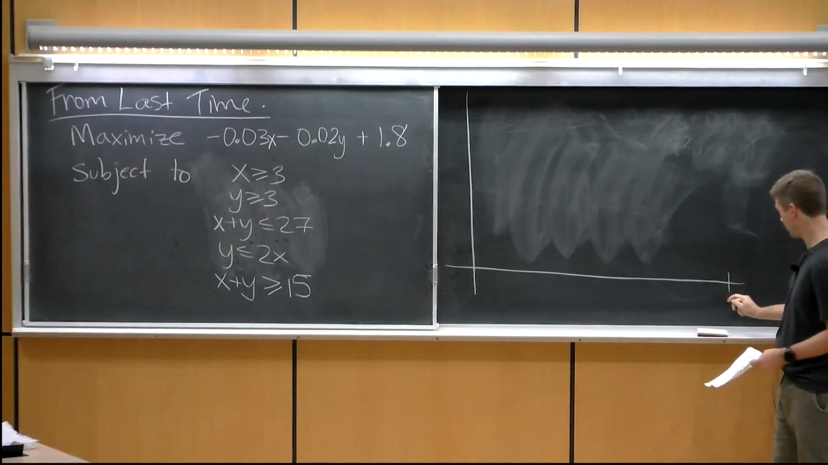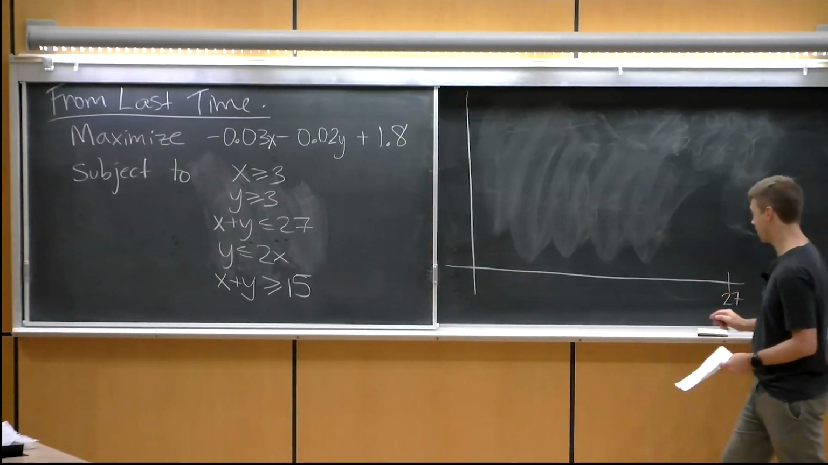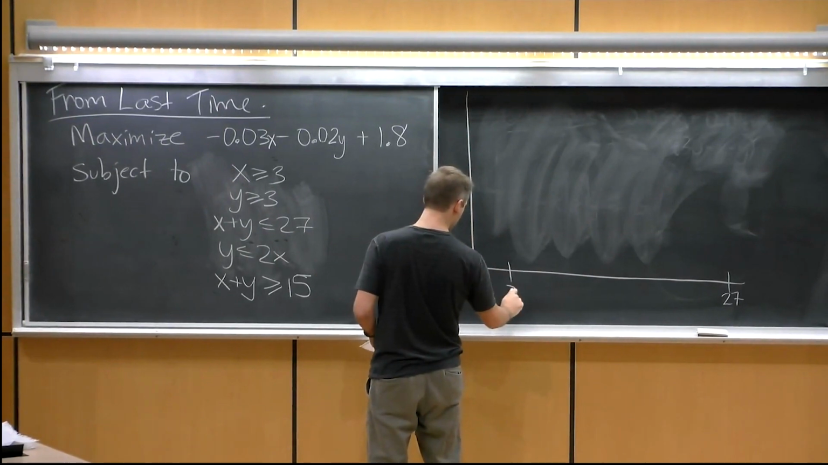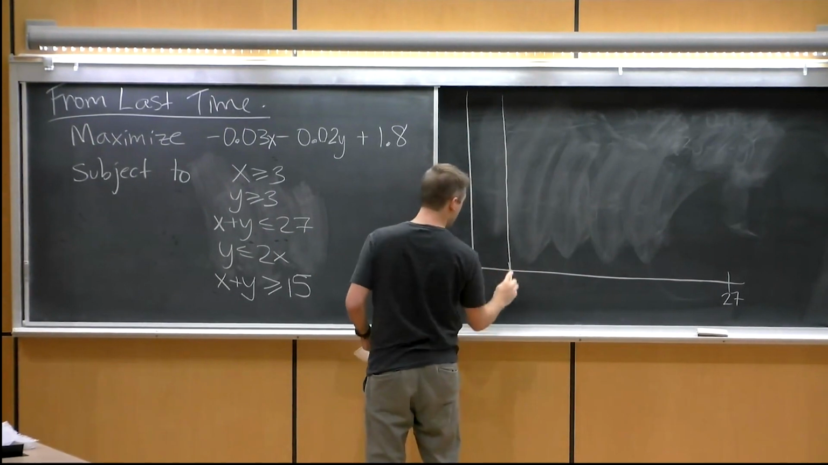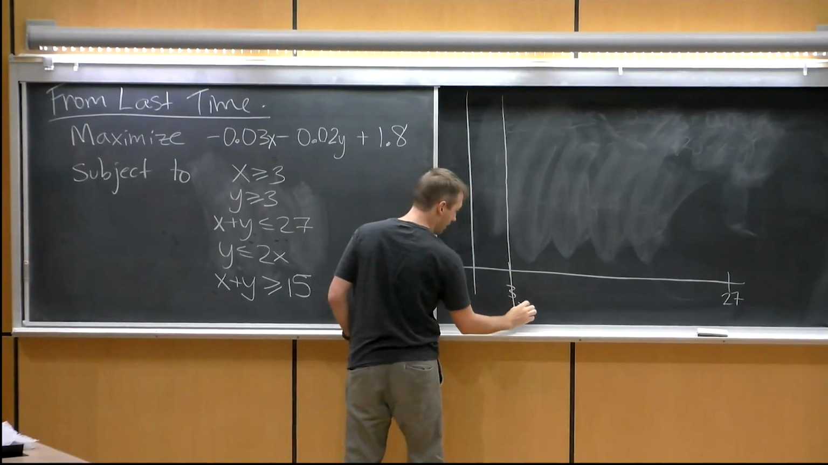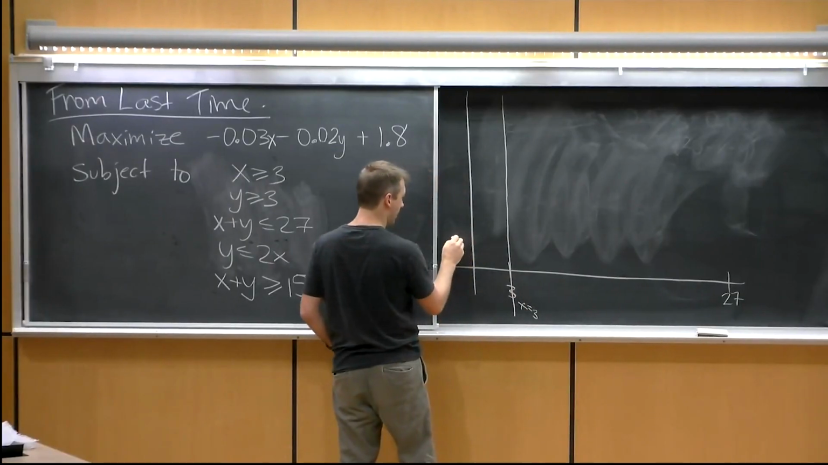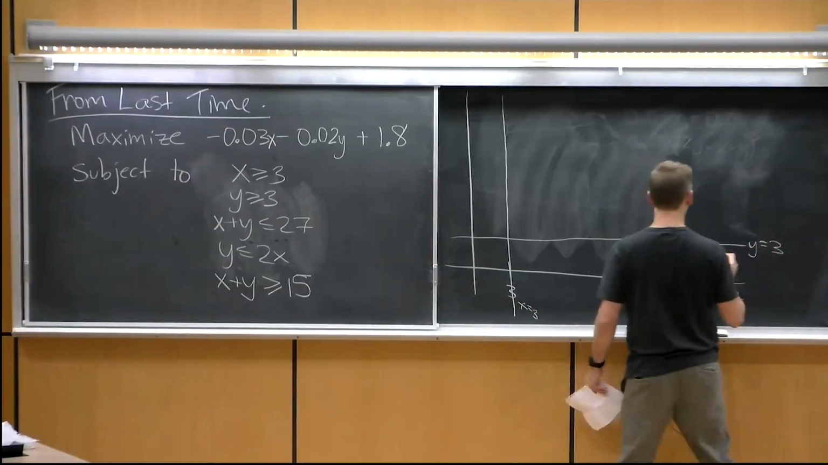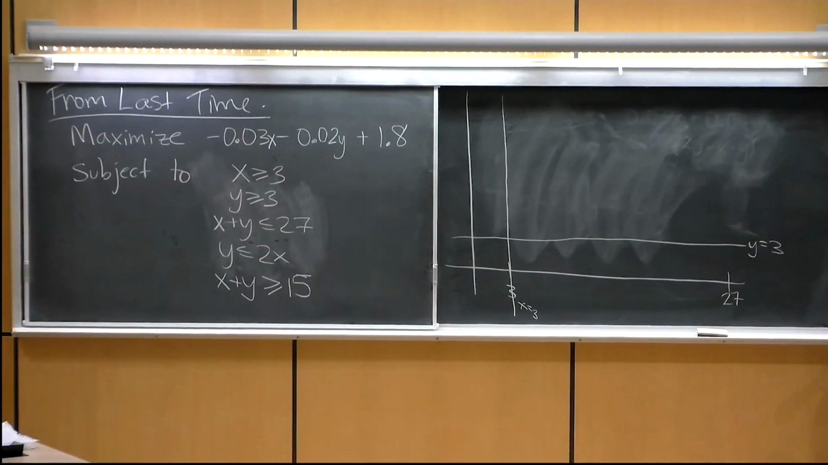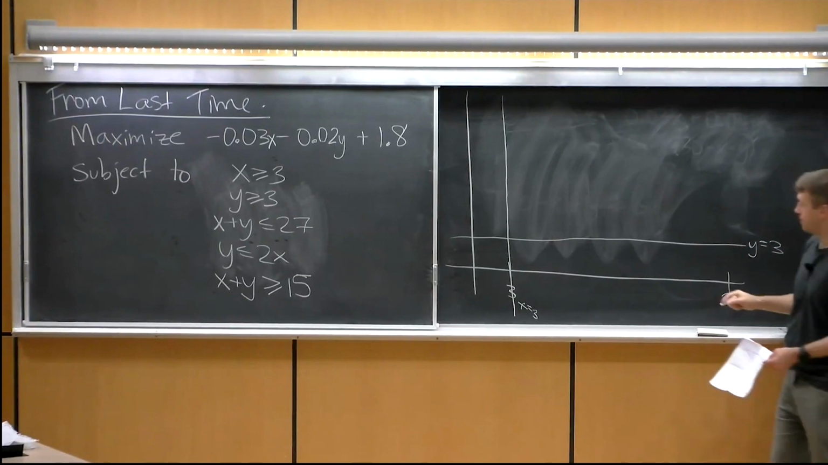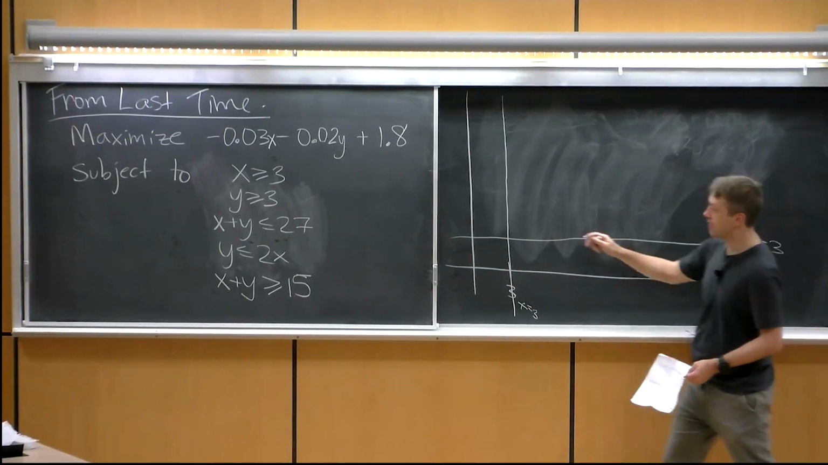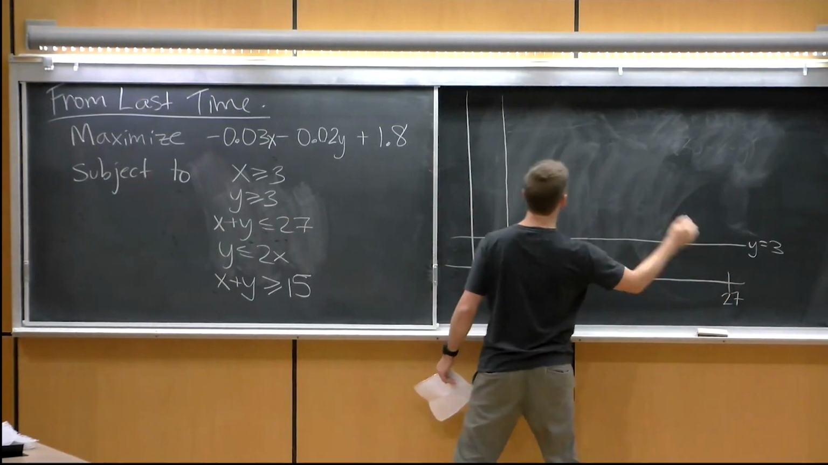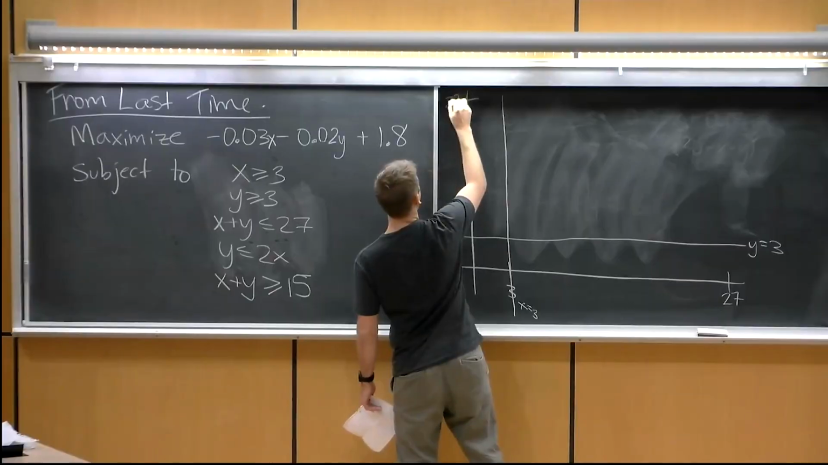So this is my line x equals 3. This is my line y equals 3, right? Those ones are pretty easy. Then x plus y equals 27 is going to be the line which goes through this point and that point.